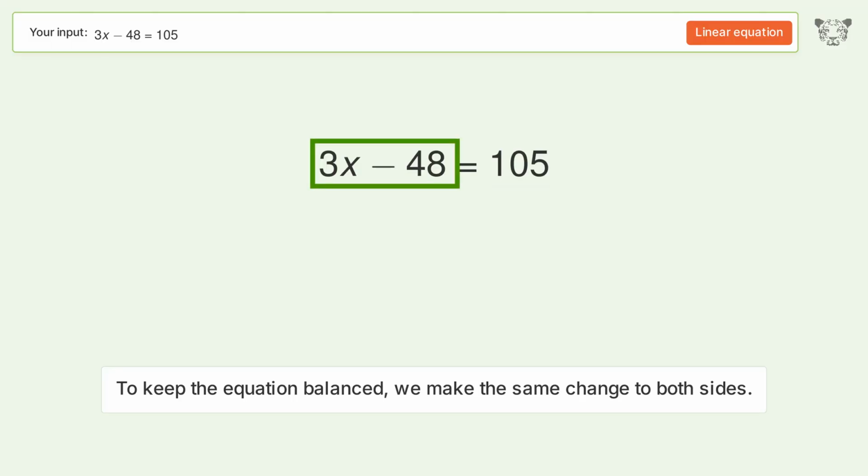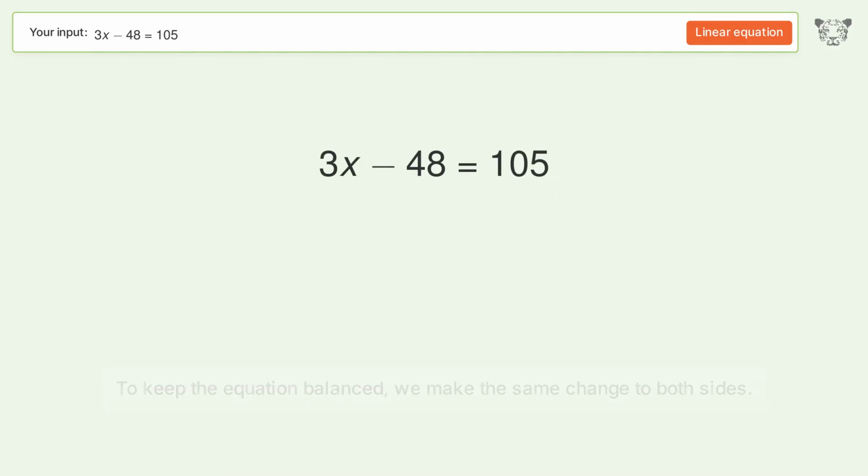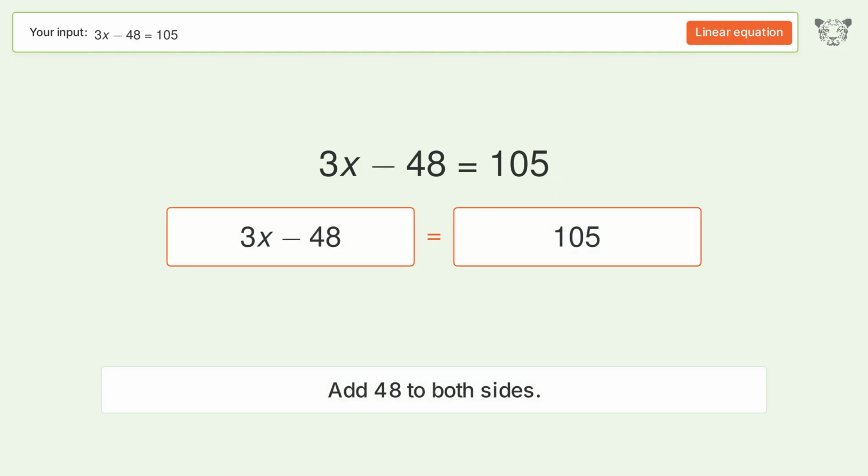To keep the equation balanced, we make the same change to both sides. The minus 48 keeps 3 times x from standing alone. Add 48 to both sides to remove it. That gives 3 times x equals 153.